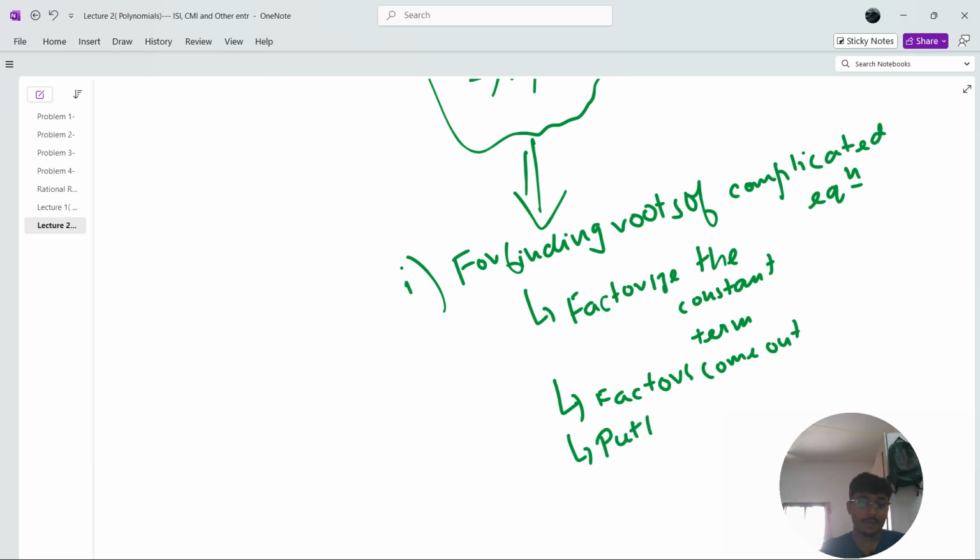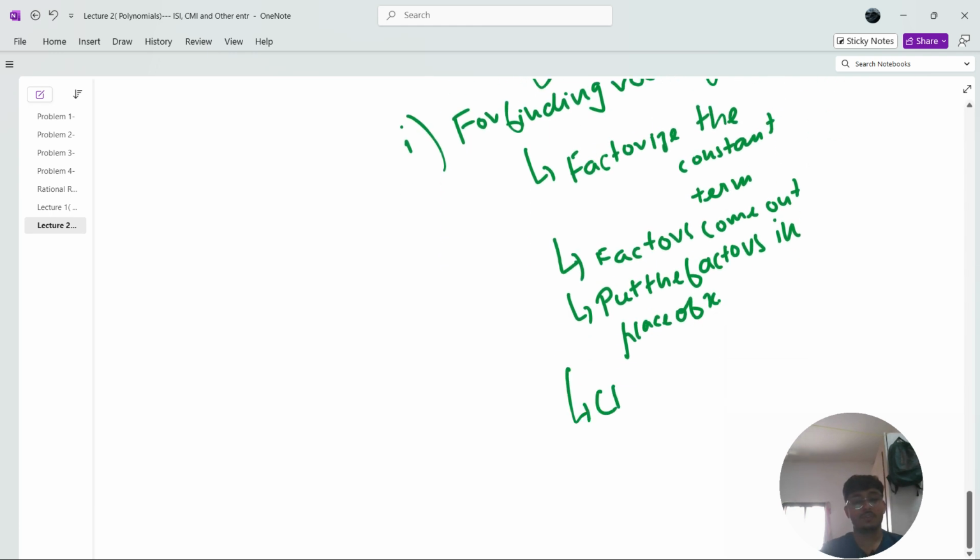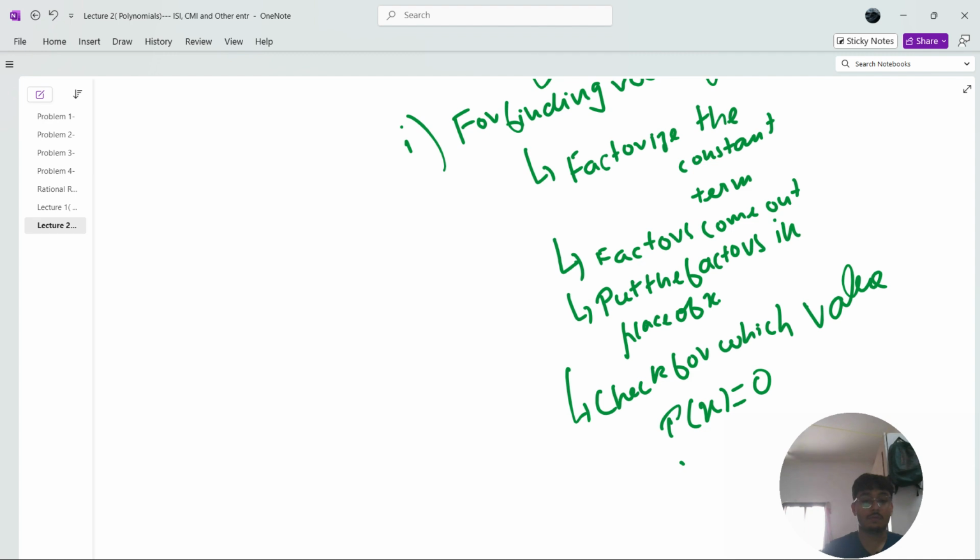Put the factors in place of x. Check for which value p of x equals 0. That is my root.